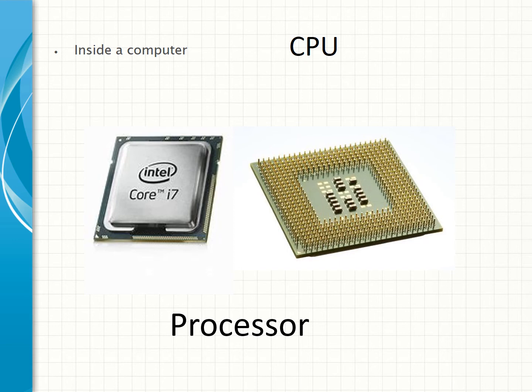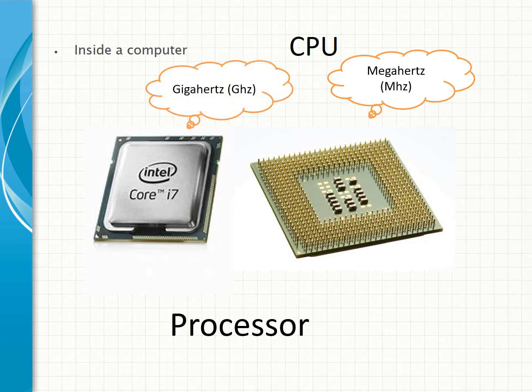A processor speed is measured in megahertz, or millions of instructions per second, and gigahertz, or billions of instructions per second. A faster processor can execute instructions more quickly. However, the actual speed of the computer depends on the speed of many different components, not just the processor.